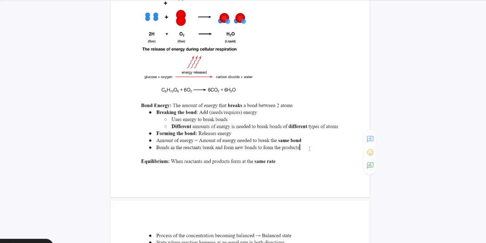And so the bonds in the reactants break, so energy is added to the reactants and it forms the products. So it makes new bonds and it forms the product.